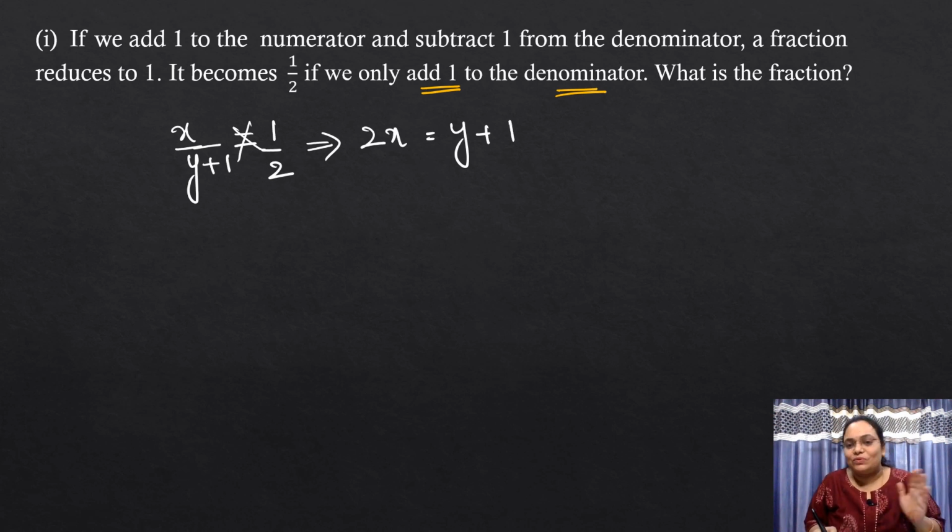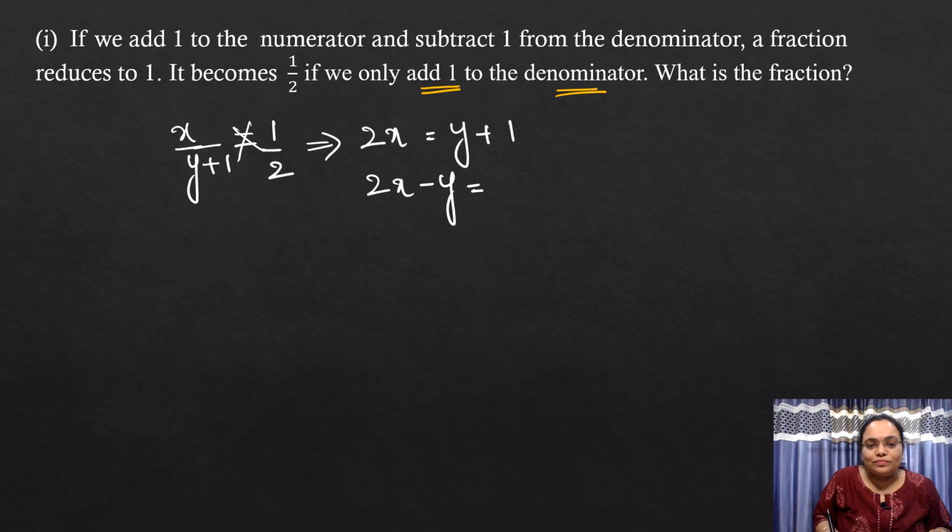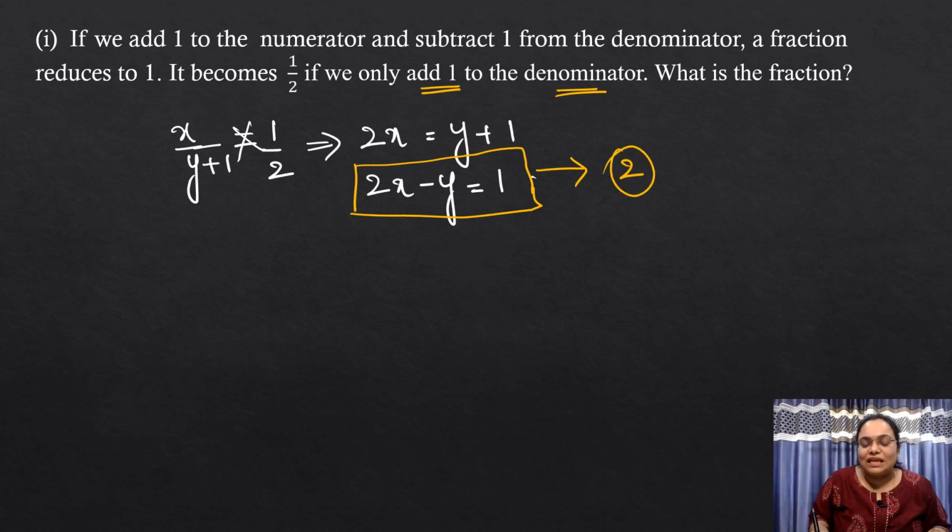Get all x and y terms to one side and constant terms to the other side. So which is 2x minus y is equal to 1. So this is our equation number 2. So what was equation number 1? Equation 1 was x minus y is equal to minus 2.